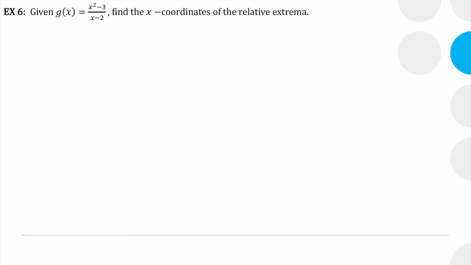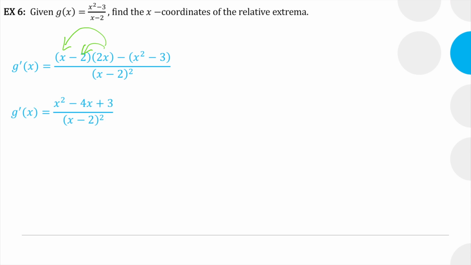Example 6, given g of x equals x squared minus 3 over x minus 2, what are the x coordinates of the relative extrema? Well, we have to find the derivative, and lucky you, this is the quotient rule. So pause the video. Low d high minus high d low all over low low. And there you go. Let's clean that up a little bit. We'll distribute the 2x through and then combine like terms. And then we want to factor the top here to find some zeros. But let's just keep the bottom as it is.